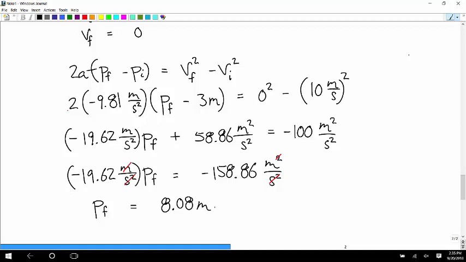8.08. I'm not going to round. Not this time. Next time I will. I'll round double next time just to make up for it. Okay, so the highest point is 8.08 meters above the ground.